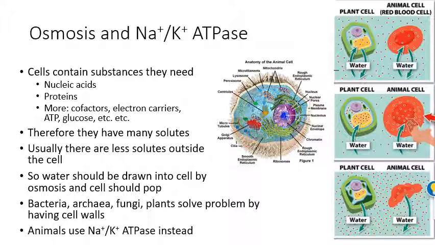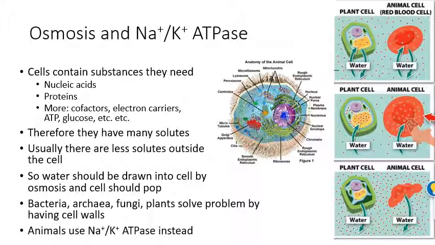In general, if you have a cell floating around, it's probably in a hypotonic solution. Usually, solutions don't have nearly as many solutes in them as what a cell has. And so that's a problem for cells because that means that they might end up swelling up and popping.